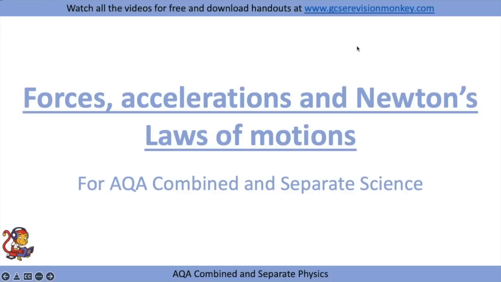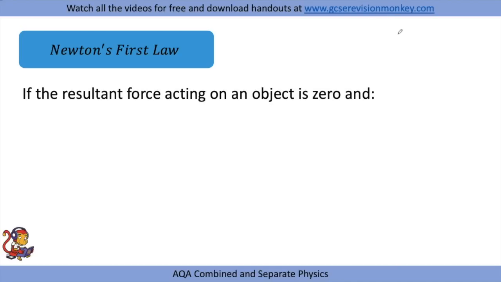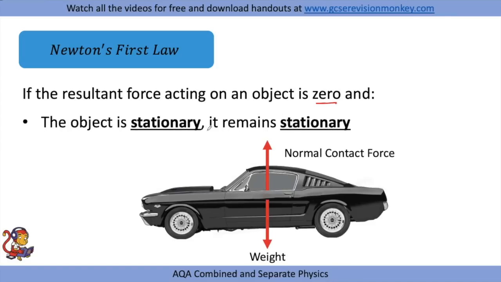Forces, accelerations and Newton's laws of motion. Let's have a look at Newton's first law. This is all to do with the resultant forces acting on an object. And the first part of it says that if the resultant force acting on an object is 0 and the object is stationary, then it remains stationary. So for this vehicle here, you've got the weight acting downwards, a normal contact force acting upwards. There's no air resistance or thrust here, so these two forces are balanced. The object is stationary and there's no resultant force, which means it's just going to stay stationary.